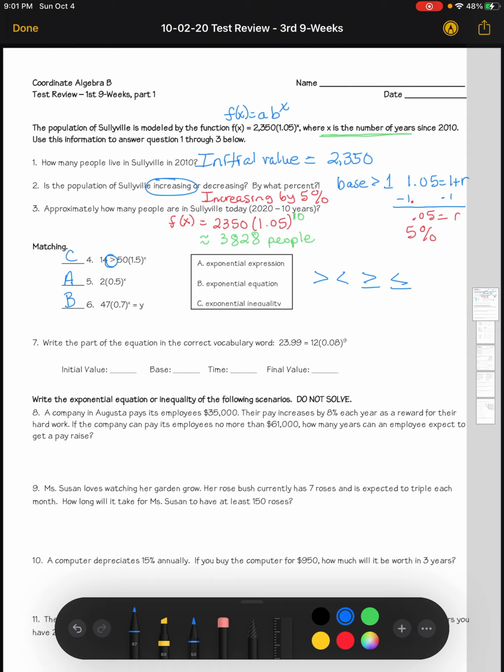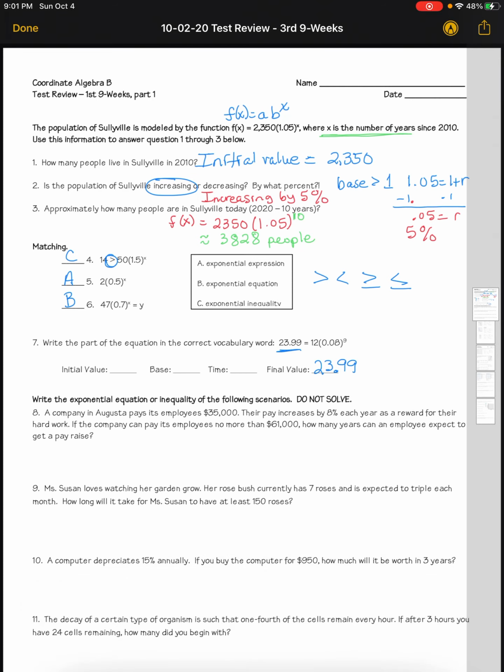Write the part of the equation in the correct vocabulary word. 23.99 is equal to 12 times 0.08 raised to the 9th power. Again, 23.99 is our final value. That's our f of x, or we can also call it y. Our initial value is 12. Our base is 0.08, and time is 9, which is also represented by x in the formula at the very top of the page.